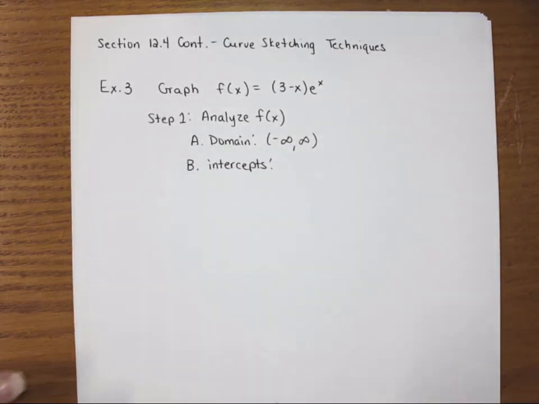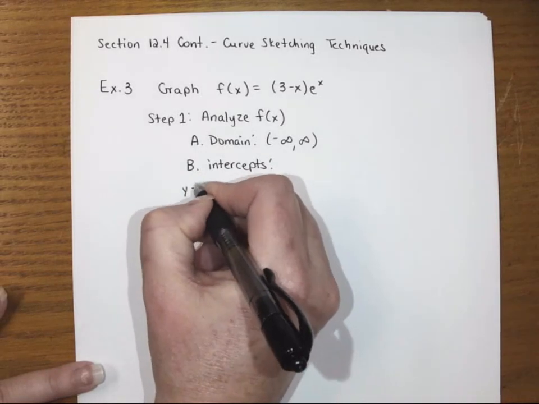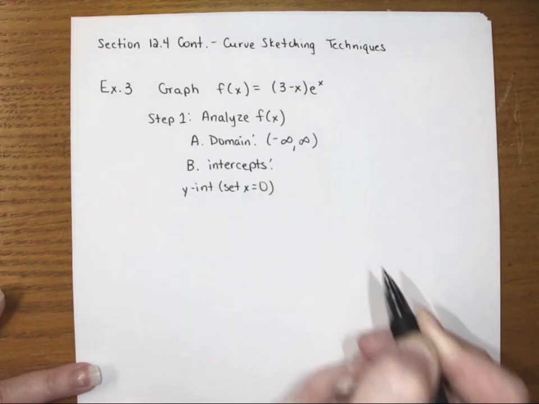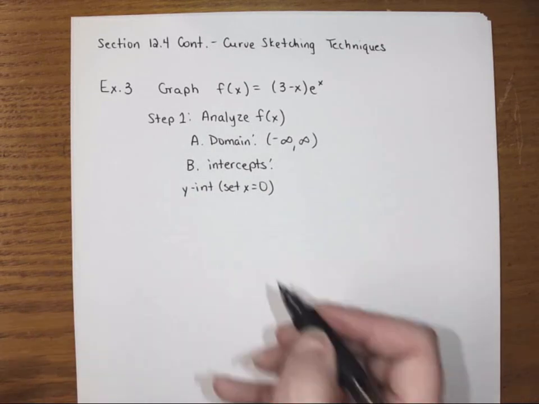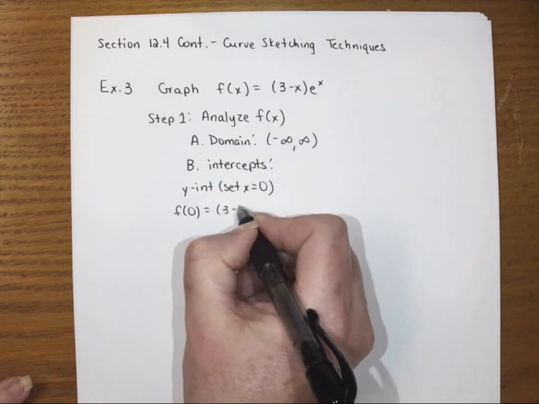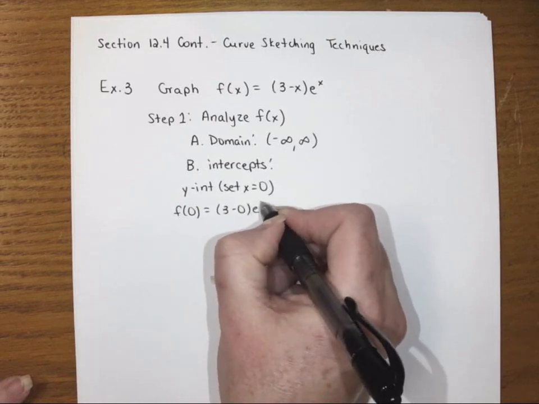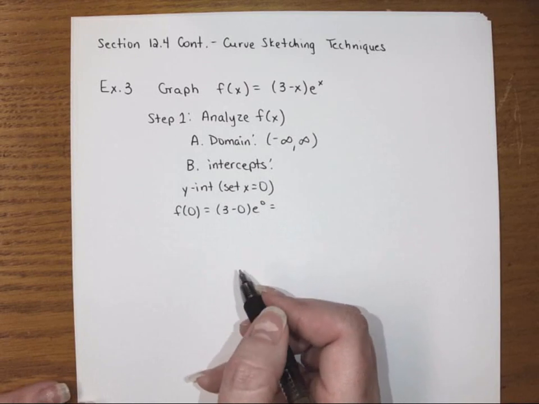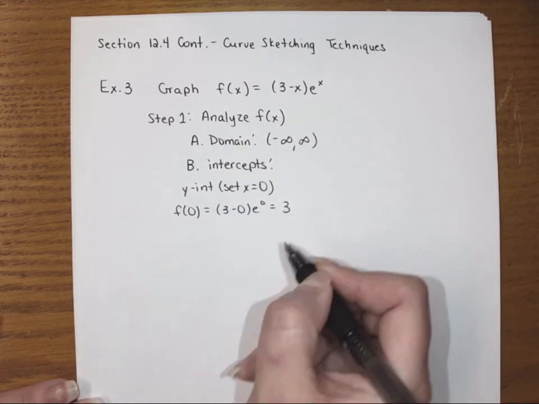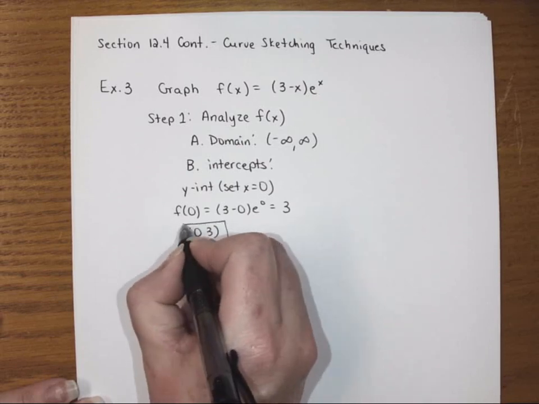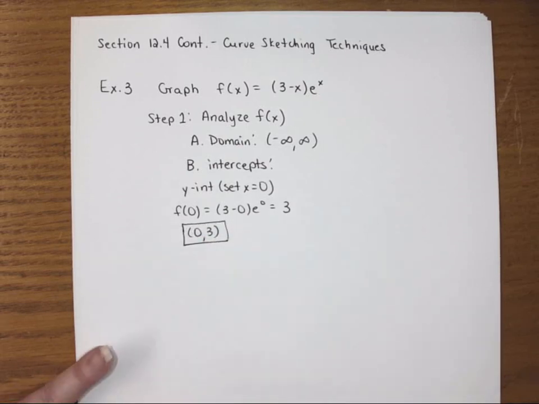That's what that part tells us. Part B is we're going to find the intercepts. Remember, we find each intercept by setting the other variable equal to 0. So if we want the y-intercept, we set x equal to 0. If we do that, f of 0 is 3 minus 0, and then e to the 0. Okay, e to the 0, or anything to the 0 for that matter, is just 1. So we end up just getting 3. So we get a point of (0, 3).